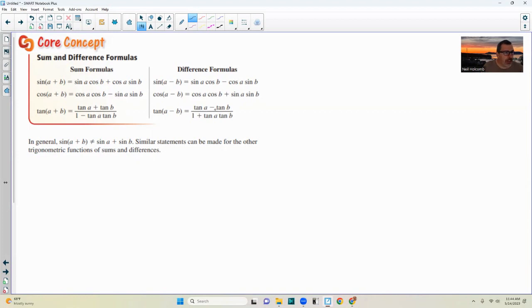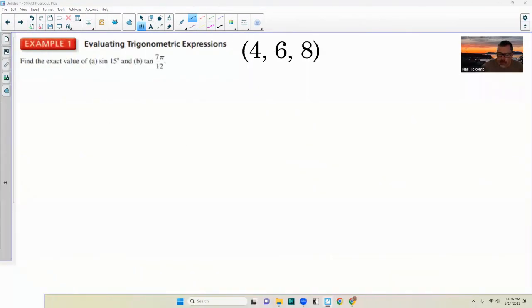And the difference of tangents, the only change is the signs. Tangent of A minus tan B is in the numerator instead of plus, and 1 plus tan A times tan B instead of 1 minus tan A times tan B. So in general, sine of A plus B does not equal sine of A plus sine B, obviously, because we have to multiply by the cosines. Similar statements can be made for the other functions of sum or differences. So you can't just simply distribute the sine to both A and B is what they're saying here. So we're going to use these formulas in these examples. So let's take a look.